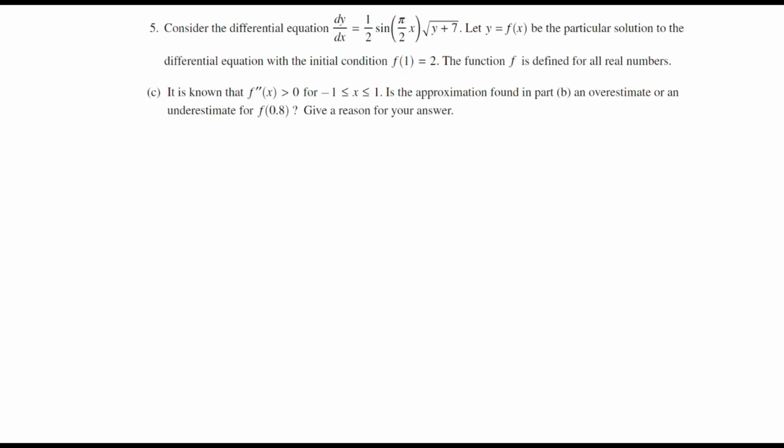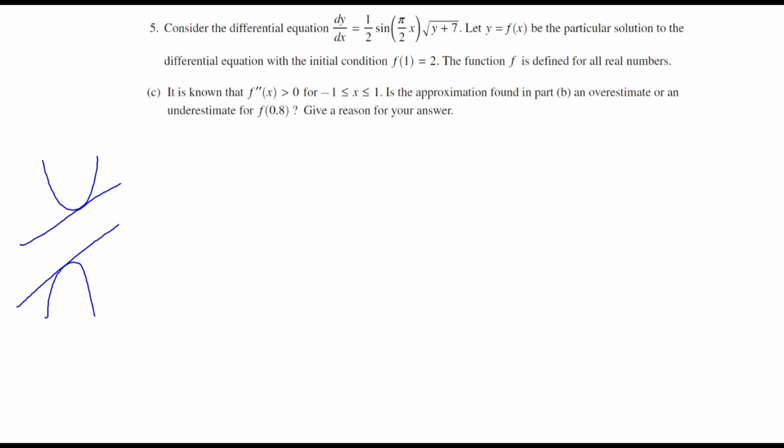And really common here is for them to ask us if our tangent line approximation is an under or an over estimate. And so the easiest way for us to do this is to determine whether the function is concave up or concave down on this interval, right? And so remember that if the function is concave up, a tangent line is going to be an underestimate, and if the function is concave down, a tangent line is going to be an overestimate, right? That tangent line is above the concave down function, and it is below the concave up function, right?